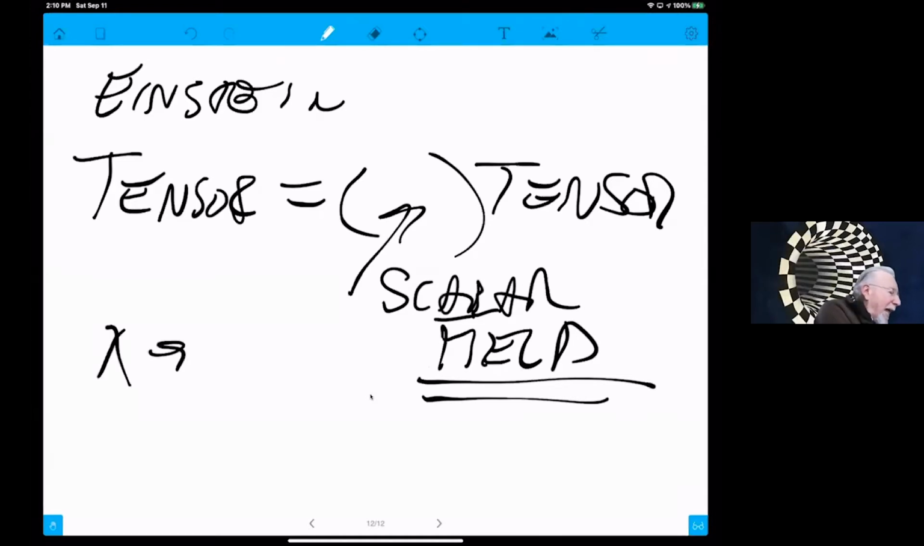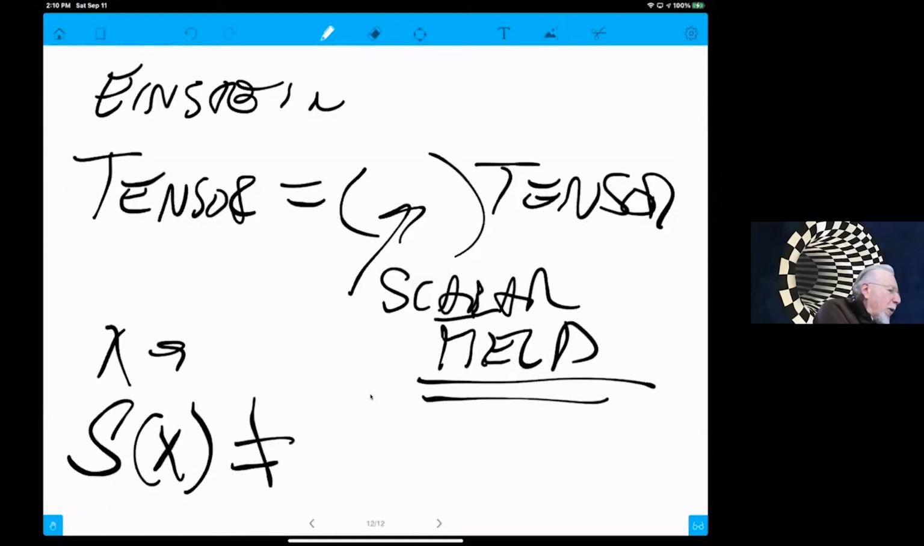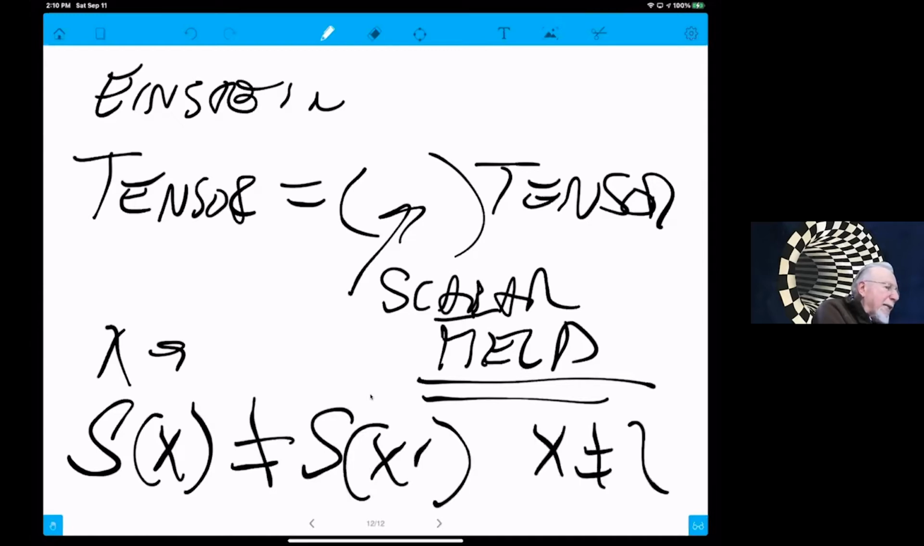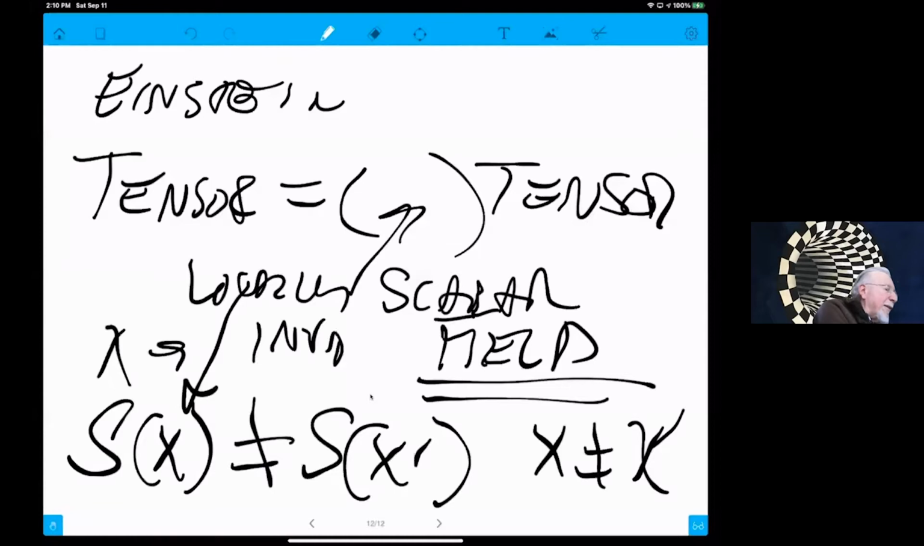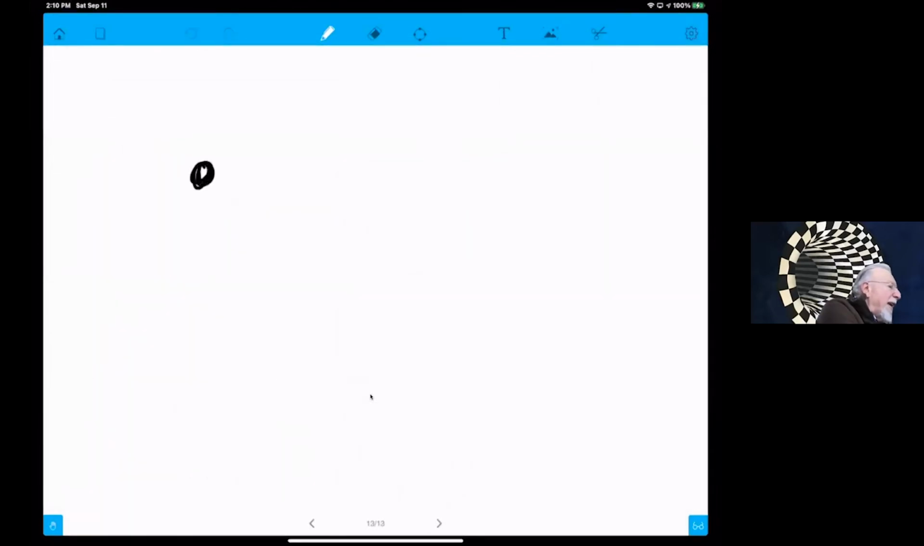I mean, I have a scalar, I'll call it S. S of X not equal to S of X prime, where X is not equal to X prime, but it's still locally invariant. See, people don't understand. They don't understand tensors. They don't understand anything. See, what happens if I have an X here and an X prime there, okay? In general relativity, the transformations are local transformations.